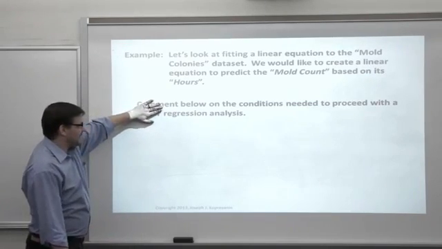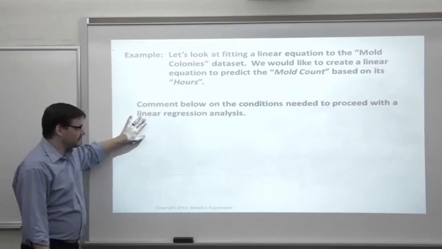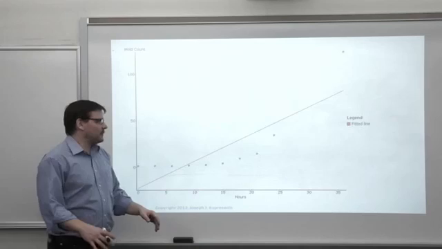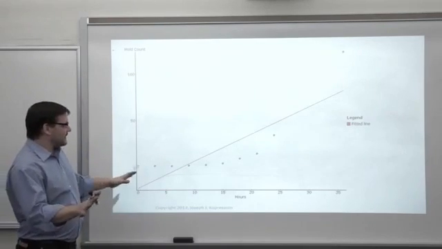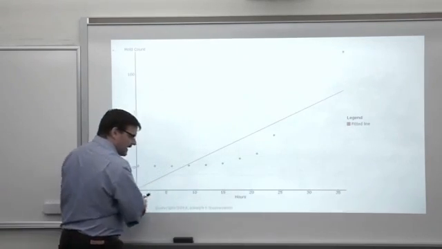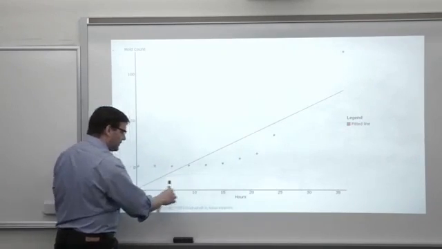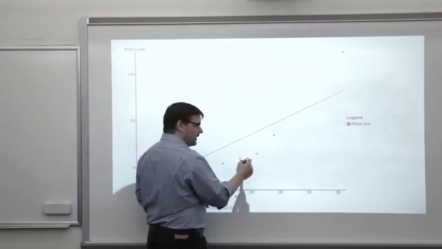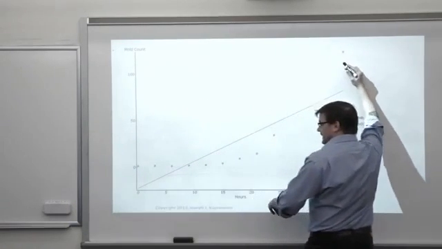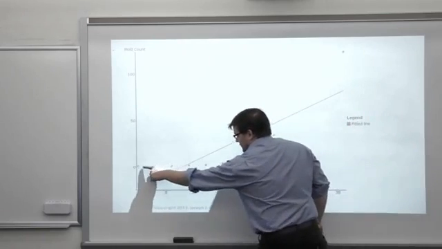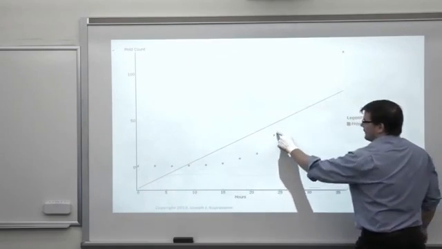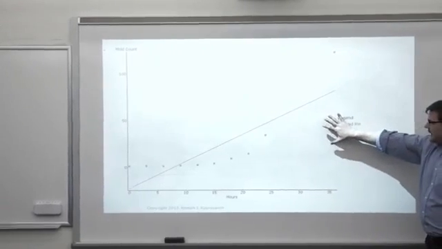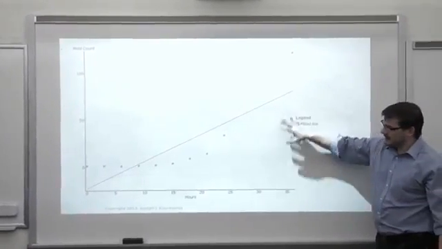Comment below on the conditions needed to proceed with a linear regression analysis. We had to put one in the notes that was clear-cut, not linear. Here's ours. As I progress in time, as the colony gets bigger, you can see the mold count in your notes increasing, and all of a sudden it just blasts off, right? Increasing at a slow rate, and then all of a sudden the rate of increase is increasing. We would not want to use a linear model to model this phenomenon.